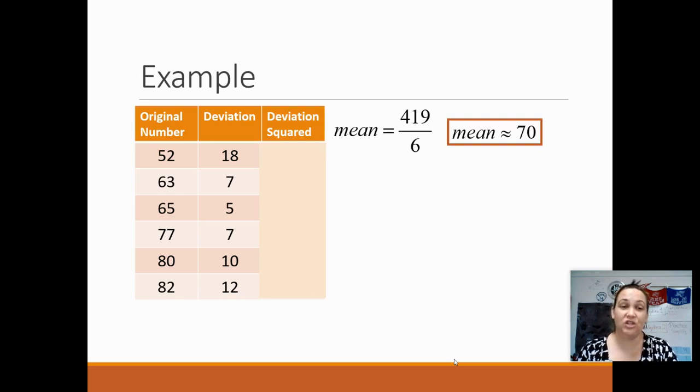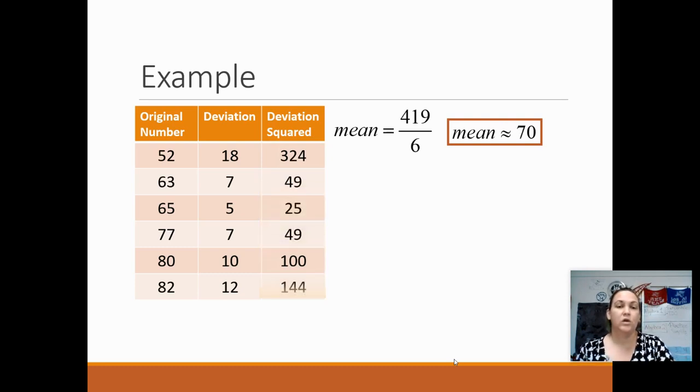After you found the deviations, you're going to square each of them. Some of them you already know the squares of, right? 7, you should know, is 49. 5 squared is 25. But 18, maybe you had to type that in your calculator. That's fine. That's 324. So this is all the squares of the deviations. Now, these are the next numbers that we're going to use. So we don't actually use the deviations. We use the square of the deviations.